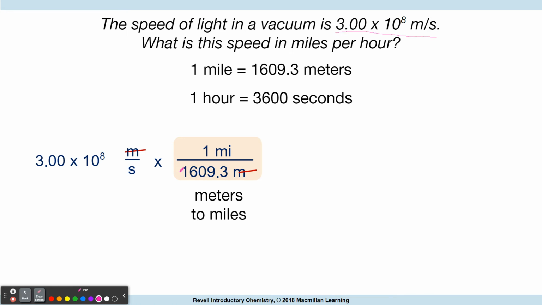Now, when you write your units, write them like a fraction. Don't write them on a straight line. That's a mistake that people make. This is a fraction, meaning this is my numerator, this is my denominator. This way you could do them individually. So your first step is to convert meters into miles.